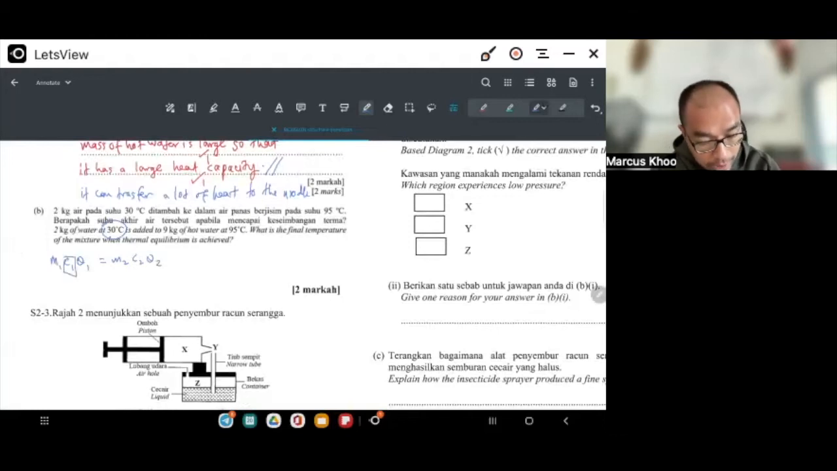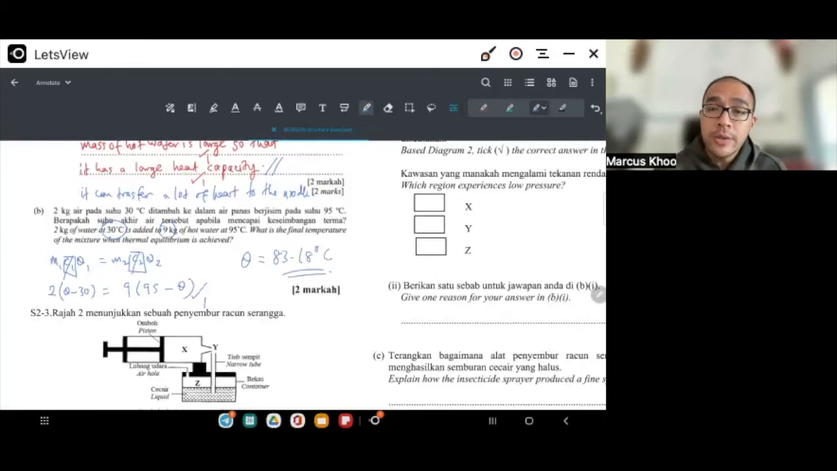So the C is the same. Since the C is the same, they can cancel each other out. So you will have M1 is 2. Now, since theta 1 is an increase, it's going to increase from 30 to whatever the final temperature is. So it will be theta minus 30, the final temperature. Meanwhile, this 9 kg is going to decrease. Decrease means 95 minus theta. So this will be 1 mark. And then when you finally calculate, you get theta is about 83.18 degrees Celsius.